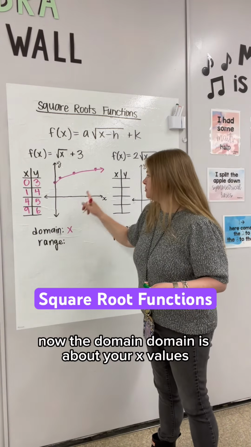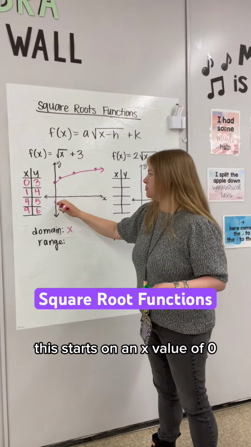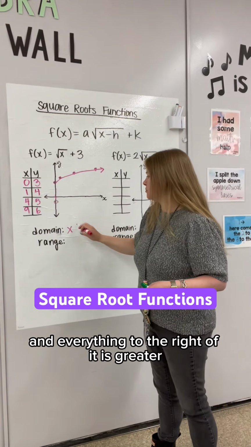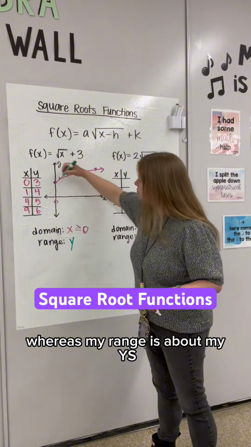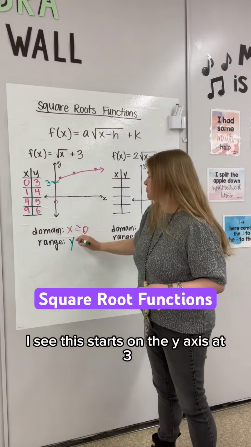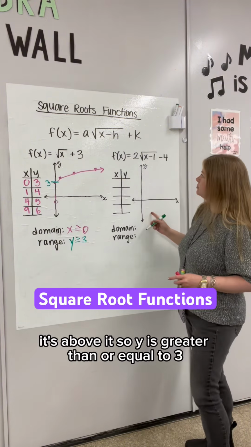Now, the domain. Domain is about your x values. This starts on an x value of 0, and everything to the right of it is greater. So x is greater than or equal to 0. Whereas my range is about my y's. I see this starts on the y-axis at 3. It's above it, so y is greater than or equal to 3.